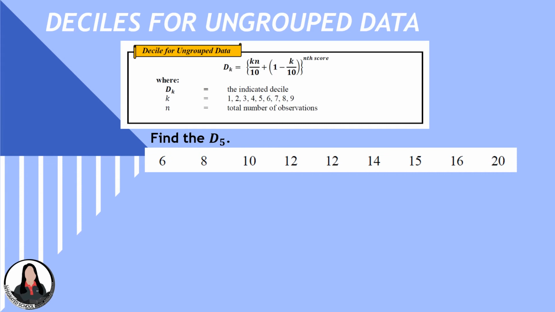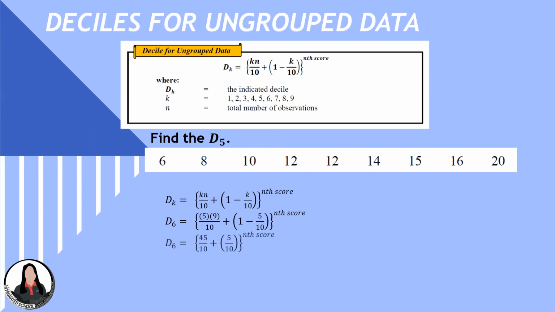Now, let us use the formula to get D sub 5. D sub k equals kn all over 10 plus the quantity 1 minus k over 10 and score of the distribution. Let us substitute the value of k. Since it is D sub 5, k is 5, and we are using the same set of data, and when we count our scores, there are 9. Okay, so n is 9.